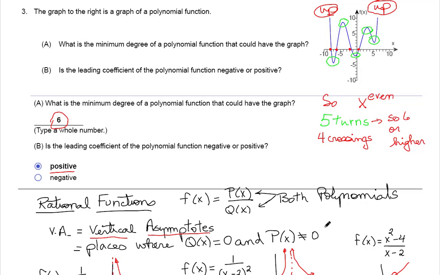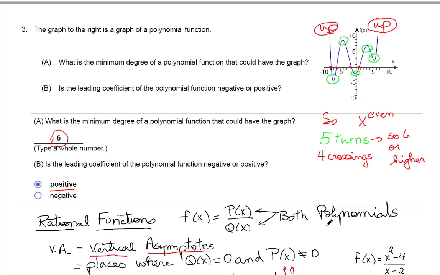All right, what about this one on the right here? Let's see. Both ends are up. That means it's a positive x to an even number, so the degree must be even. So this is positive. How many crossings? 1, 2, 3, 4 crossings. All right, an even number of crossings. We kind of knew that because it is an even degree.